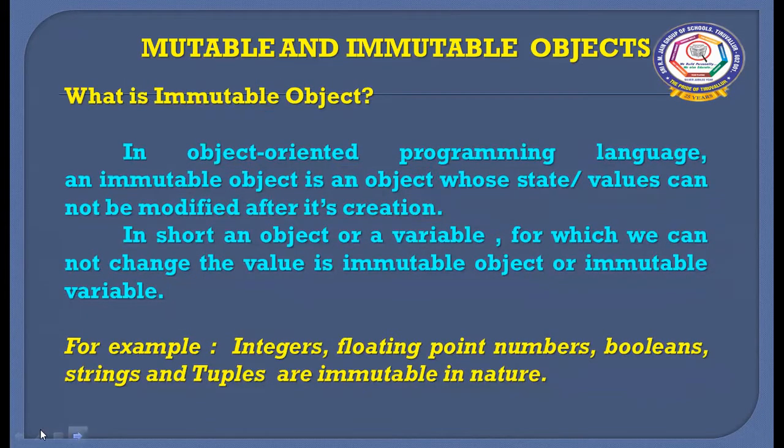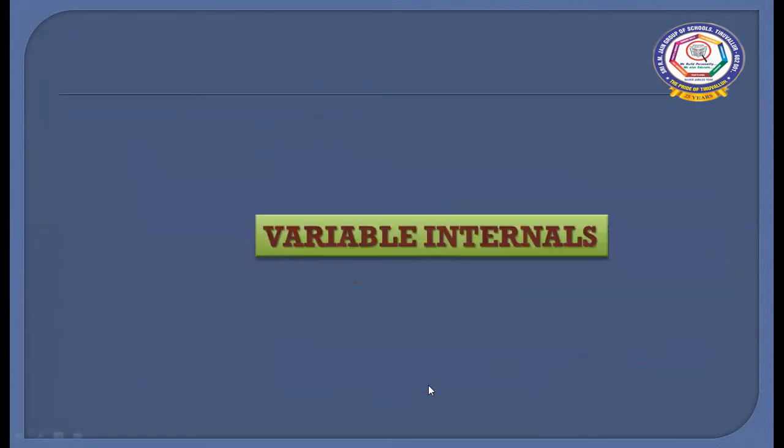What is an immutable object? In object-oriented programming, an object whose state or value cannot be modified after its creation is called an immutable object. So we cannot change the value of an immutable object. Examples: integers, floating point numbers, booleans, strings, and tuples are considered immutable objects in nature.